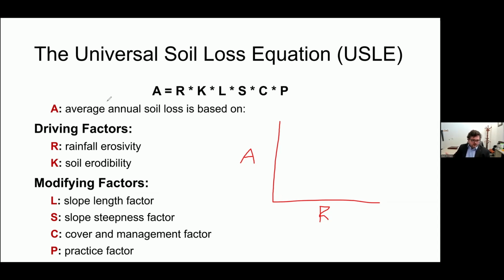Okay, and then you would take the average of all the January 1sts in the record and all the January 2nds in the record, and that's how you would obtain your A equals RK relationship. So there's the big difference between USLE and RUSLE2, just so that you're aware.